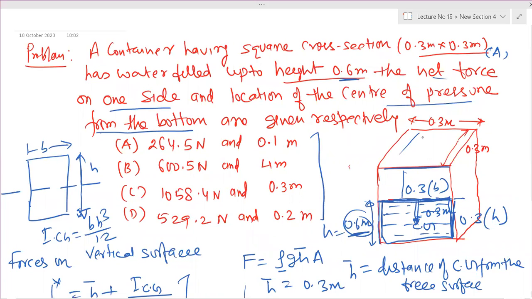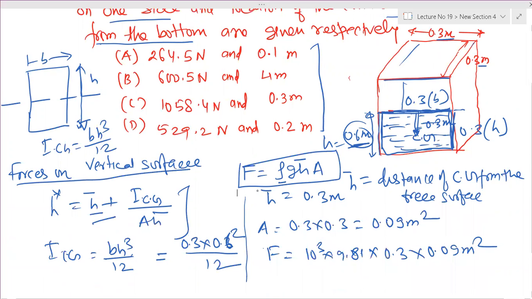Already discussed, this is the 0.3 meter by 0.3 meter cross section, and you have 0.6 meter depth of water here. So the depth of water is 0.6 meter. It is a simple case of a vertical surface, so the formula F = rho g h bar A will be applied. h bar is the distance of the CG from the free surface. So the total depth is 0.6 meters.